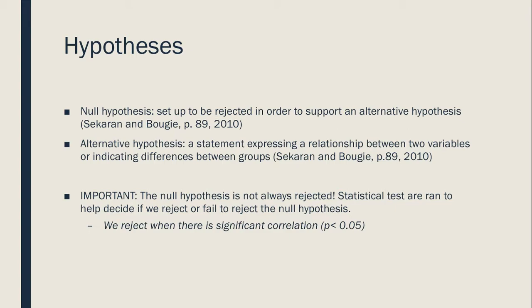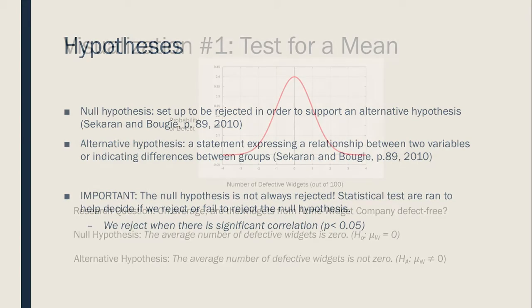The null hypothesis is defined as a statement that is set up to be rejected in order to support an alternative hypothesis. In a way, it is a statement that says there's no relationship between two variables. On the other hand, the alternative hypothesis is the opposite. It's a statement expressing a relationship between two variables or indicating the difference between two groups. It is important that we realize the null hypothesis is not always rejected. Statistical tests are run to help decide if we reject or fail to reject a null hypothesis.